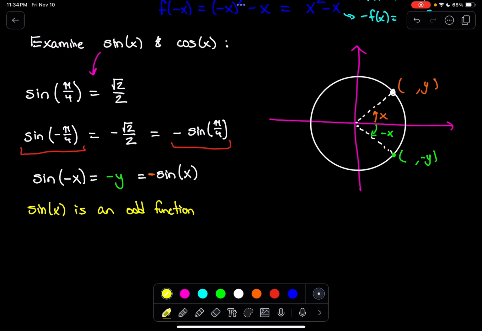This means that if you see an equation that has sine of negative theta in it, this is the same thing as negative sine of theta. Or if you have sine of negative x, it's going to be the same thing as negative sine of x, so on and so forth.